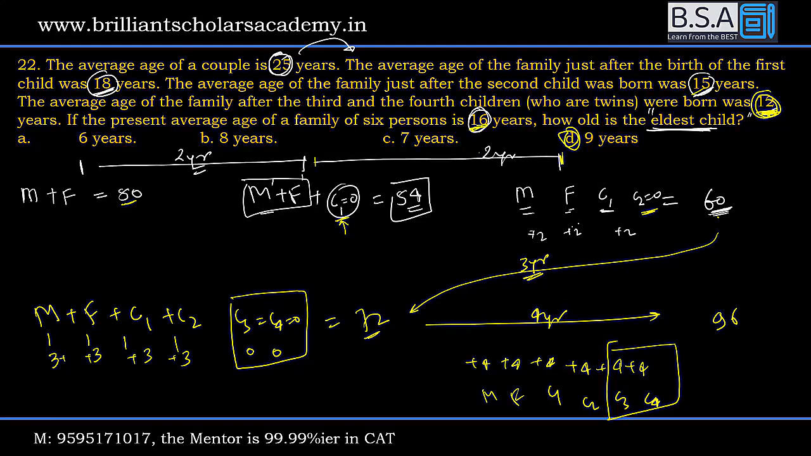नहीं, 72 plus 24 होगा ना. There are 6 people gaining 4 years each. There are 6 people. Everyone is gaining 4 years. तो 96 होगा ना बेटा.